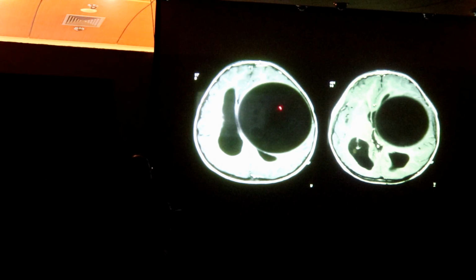I think we just have T1 weighted, pre and post contrast. You can see this is a huge cystic mass lesion, which appears hypo-intense in T1 weighted, compressing the left lateral ventricle and causing compression at the level of the foramen of Monro, causing hydrocephalus of the right-sided lateral ventricle. Post-contrast, there is no enhancement of this cyst.